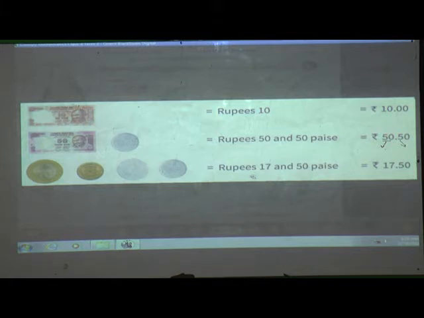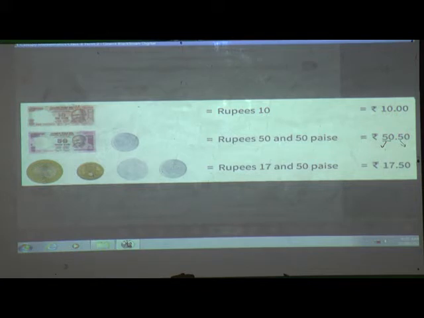Now one more example is there. See here, this third example. Here you can see 4 coins. Now we have to add the value of all the 4 coins. So see the first coin, it is a coin of 10 rupees.